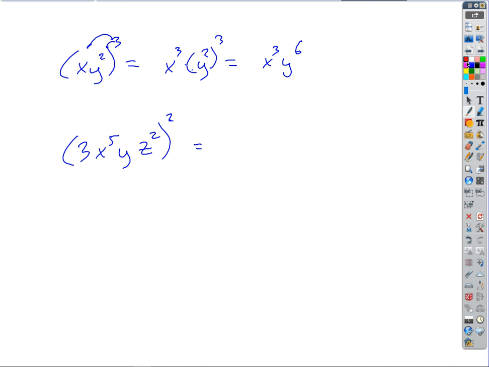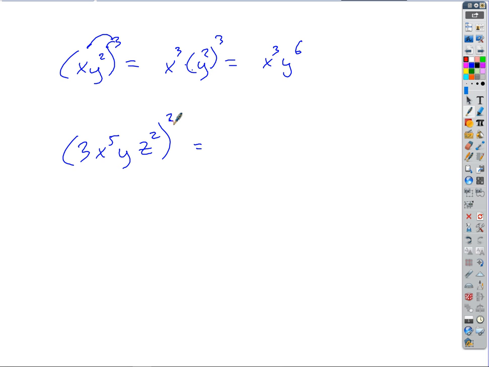Okay, so what do we think here? How many things are being multiplied together inside the parentheses? So how many though? 4. Yeah, I've got 3 is 1, times x to the 5th, times y, times z squared. So I've got a product of all 4 of those things taken to the second power. Jaylyn, what am I going to do with that 2? You're on the right track.